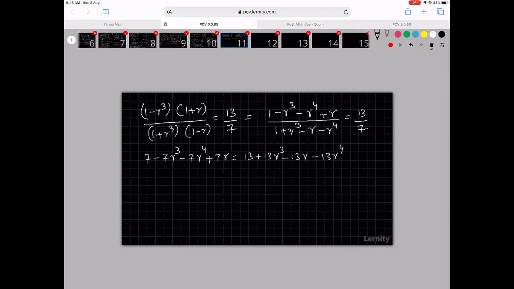Now I'll take r power 4 to this side. So I'll get 6r power 4. Now I'll get r cubed to this side. I'll get minus 20r cubed. Now I'll bring r to this side, plus 20r. Then I'll bring the constant term to this side, minus 6 is equal to 0. Okay, so this is the polynomial which I have to factorize.